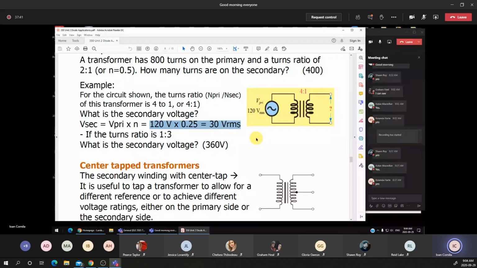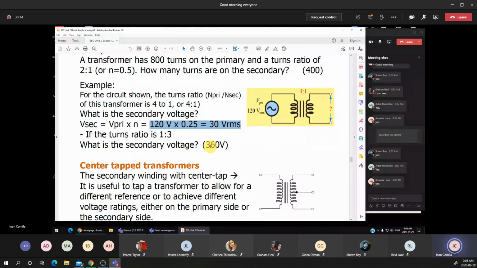Suppose that I'm using a different transformer that has a ratio of 1:3. What is the secondary voltage? You notice that it is 1:3, which means that for a single turn in the primary winding, I have 3 turns on the secondary winding. That's a step-up transformer, which makes the secondary voltage 3 times higher than 120 volts, which means 360 volts.